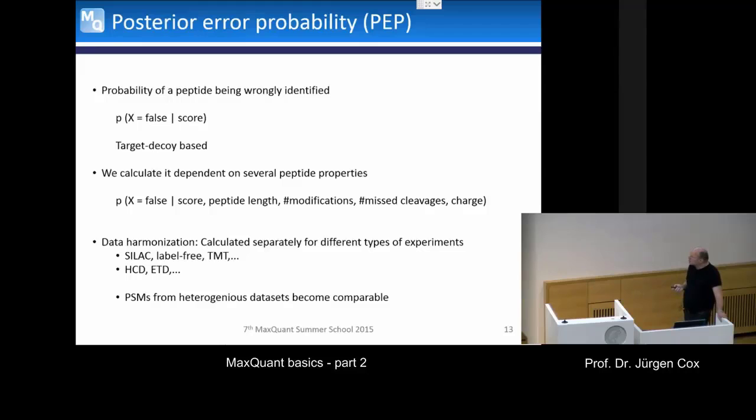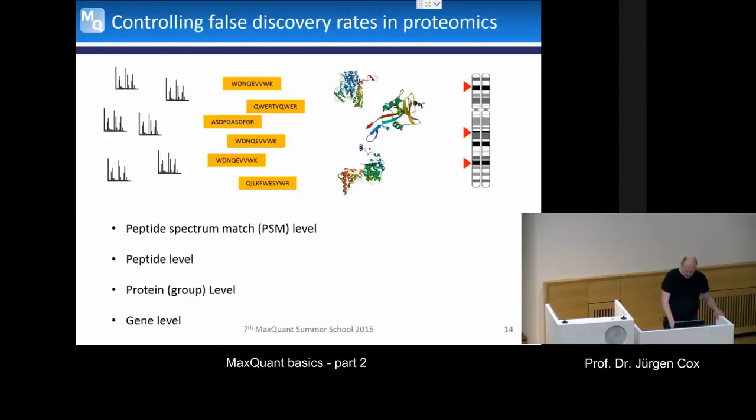So it harmonizes the data. You can have very heterogeneous data in one MaxQuant project, and still all of these can be compared to each other after going through the PEP calculation. And also they can now contribute in equal ways to the protein identification, because they are comparable, right? Okay, so that's posterior error probability.